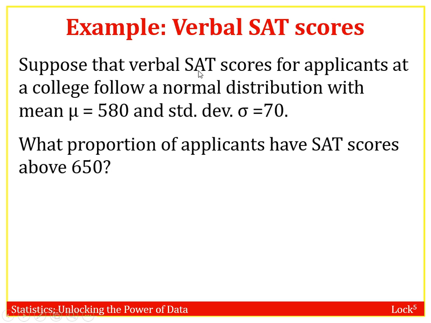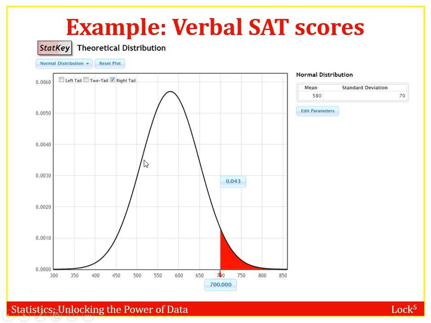So if we look back at our verbal SAT, it's a normal distribution with our mean being this, standard deviation being this. What proportion of applicants have a score of 650 or above? So we hit normal on StatKey. We come over here, we hit edit parameters. We type in 580 for our mean. We type in 70 for our standard deviation.